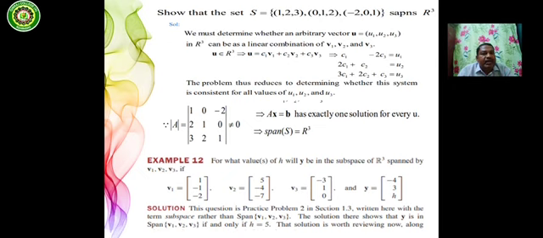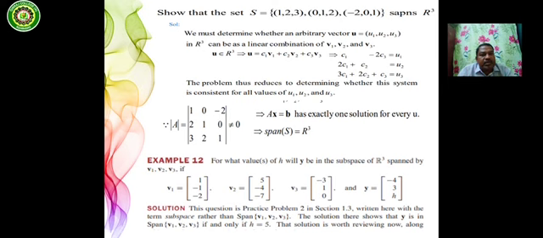There we write the coefficient matrix A. Here det A is not equal to 0, which means the system has only one solution. So the values C1, C2, C3 exist, and we say that S spans R3.